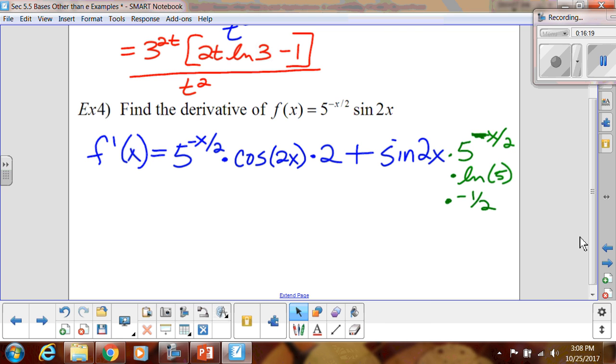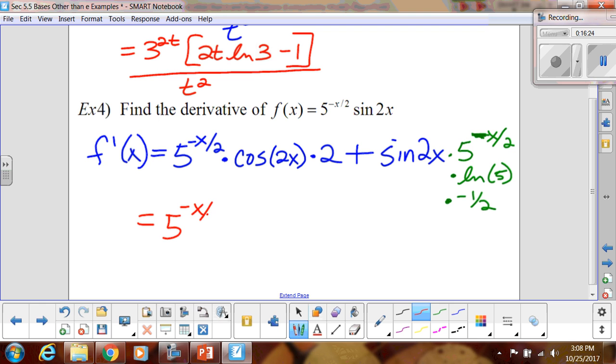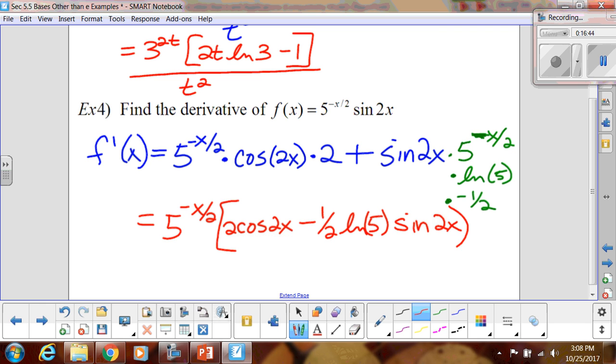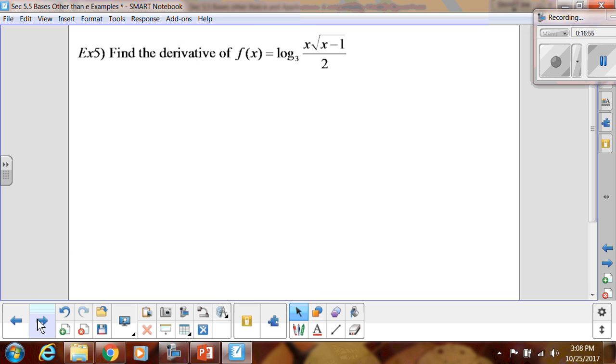All right, so notice that I can factor out that 5 to the negative x over 2 again. And then I'm going to have 2 cosine of 2x minus, I'm going to put that negative 1 in front of the ln of 5 times sine of 2x. So let's do brackets. Okay. So there we go. Those are some ways that you can see that. Notice that these were combined with other things, so it's not just always going to be a simple derivative. All right, now let's do a log.